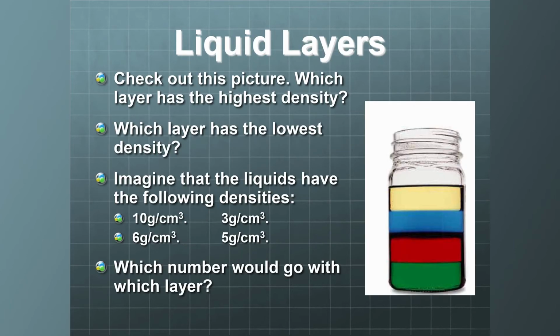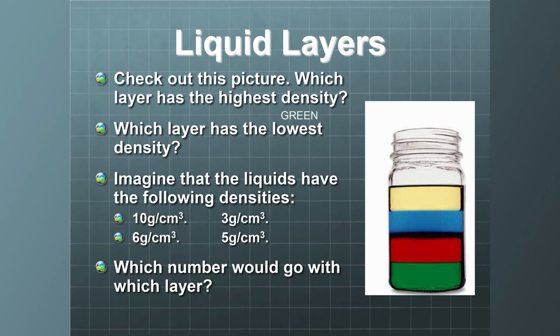So let's look at this picture. There are 4 layers. Which layer has the lowest density? The one on the bottom, the green one. Then let's say each of these layers has the following densities: 10 grams per centimeters cubed, 3 grams per centimeters cubed, 6, and 5. Which number would go with which layer?